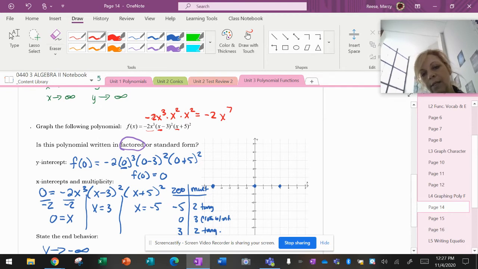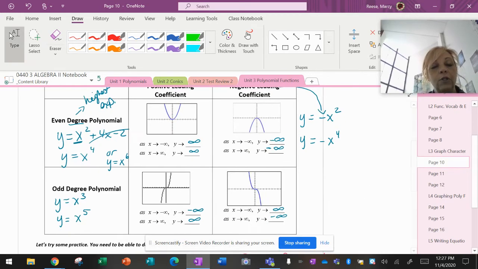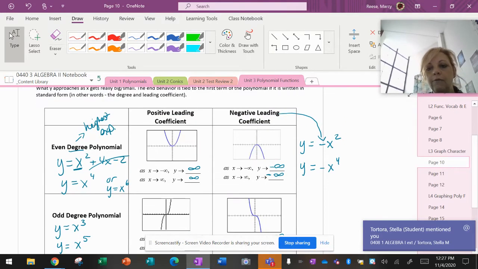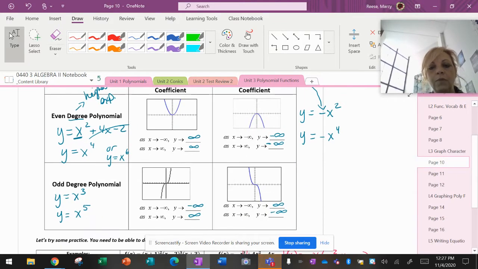Okay, so now what that tells me, and I'm going to take you back to that chart again, is I have a degree that's odd because it's a 7, and I have a negative lead coefficient. So that means that, let me go back. The odd means opposite. Remember, I keep saying that odd is opposite, so it's either going to go this direction or that way. Can you see that?